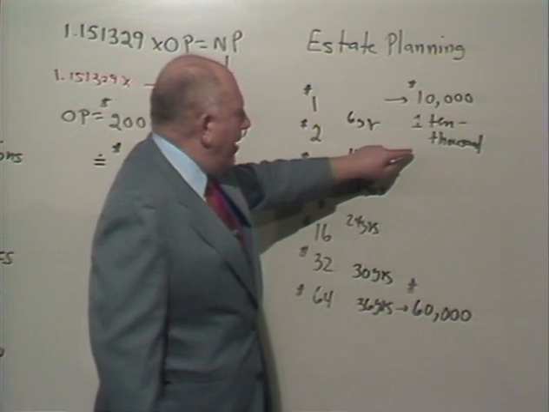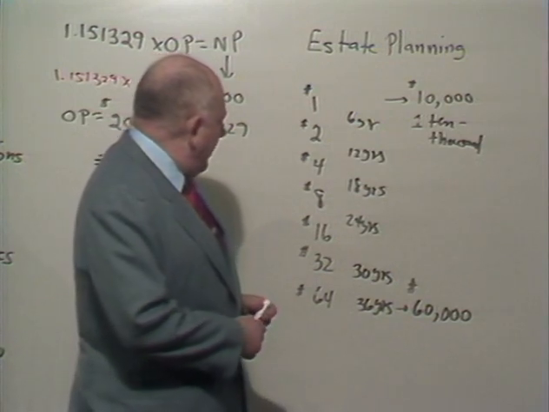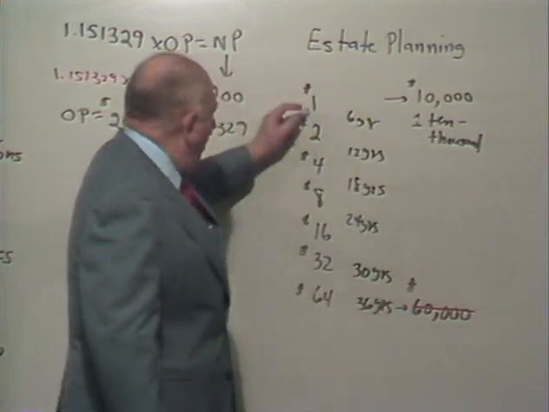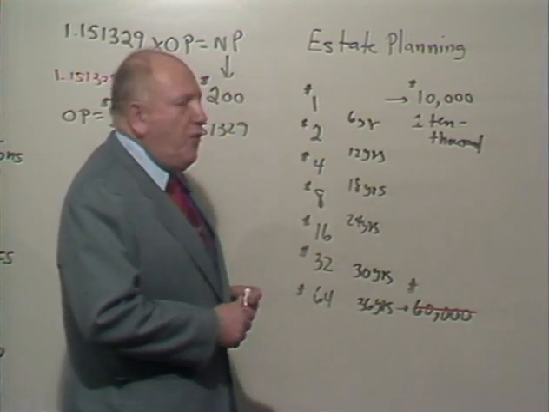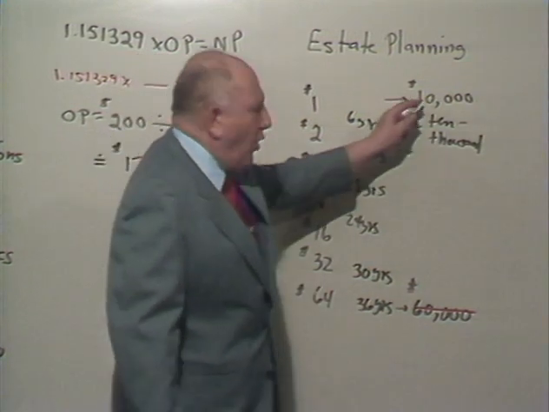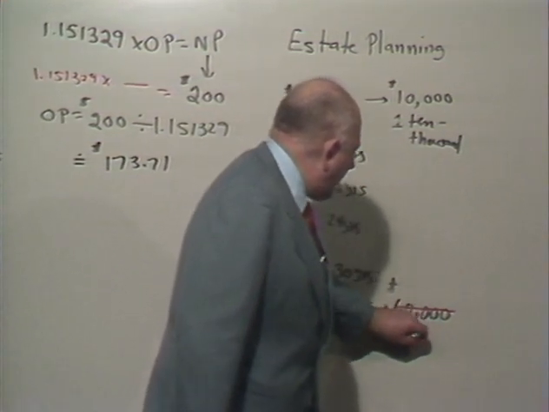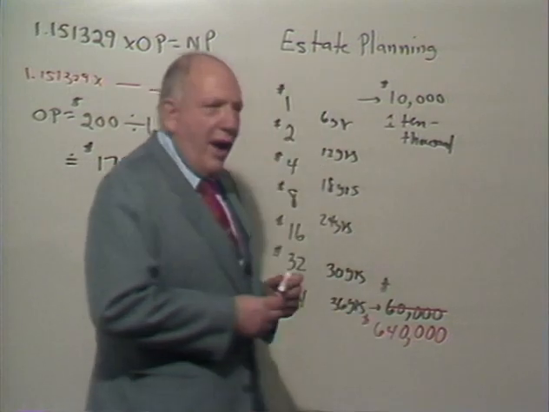I even wrote this thing down incorrectly over here. I don't know what made me write this. You see, what it's saying is, whatever amount of money you put away, it's worth 64 times that amount 36 years later. What's 64 times 10,000?